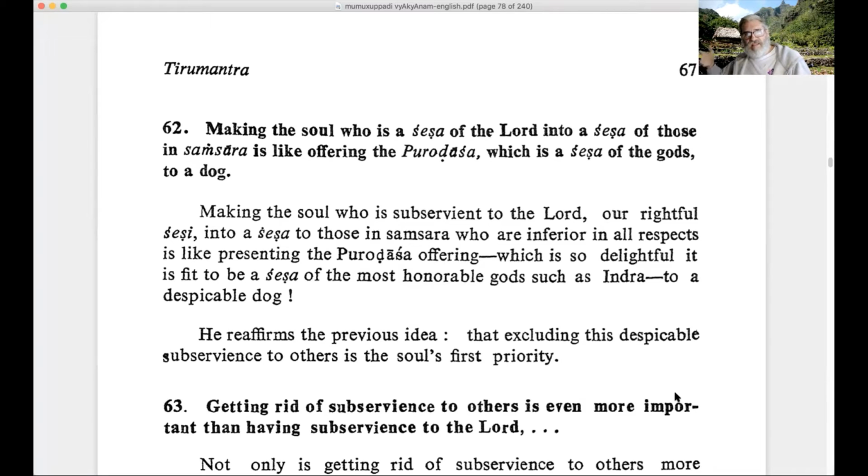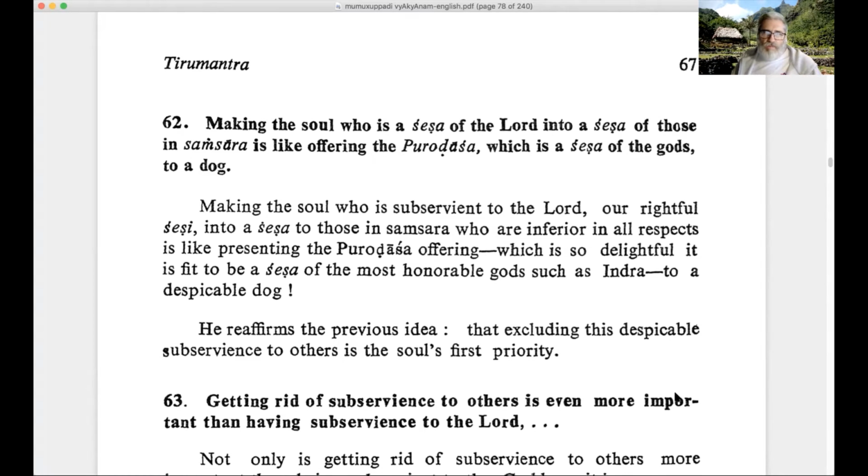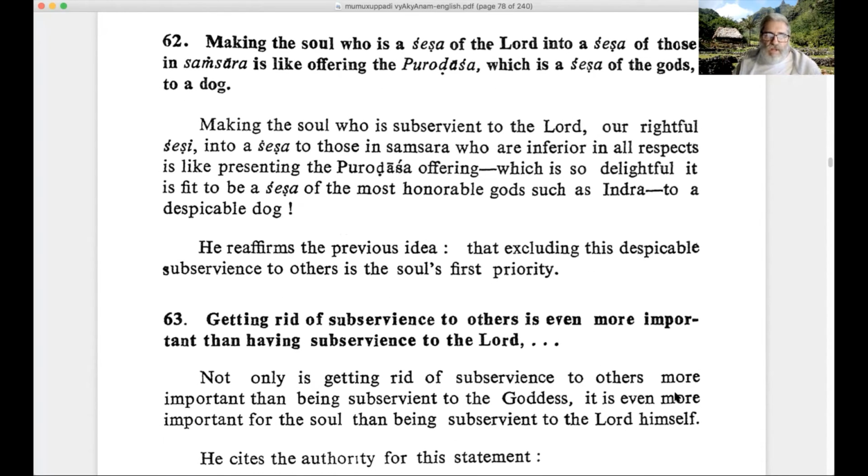So making the soul, the servant of the Lord, into a servant of a lower thing, something in samsara, is like offering Purodasa, which is a Shesha of the gods. Purodasa is a type of prasadam, to a dog. Making the soul, who's subservient to the Lord, our rightful Sheshi, our rightful master, into a servant to those in samsara who are inferior in all respects, is like presenting the Purodasha offering, a wonderful offering of prasadam offered to honor somebody, which is fit for the most honorable gods such as Indra, to a despicable dog.